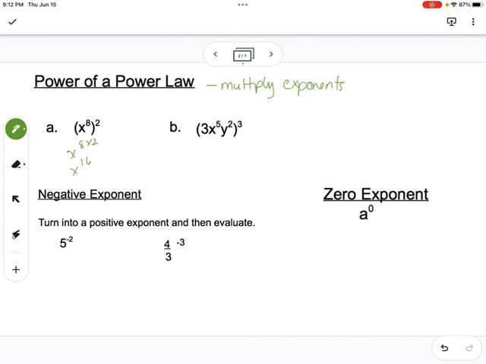Next one, we need this exponent 3 to go to every single piece of the term in the bracket. So that's 3 to the exponent 3, x to the exponent 5 times 3, and y to the exponent 2 times 3. So simplifying this here, we get 27, x 15, y 6.